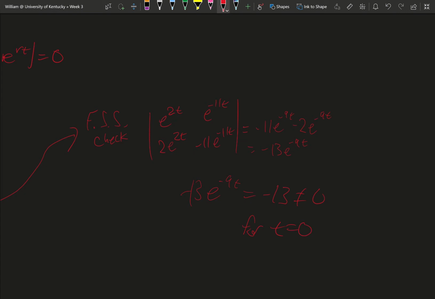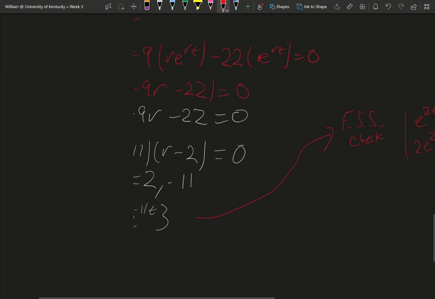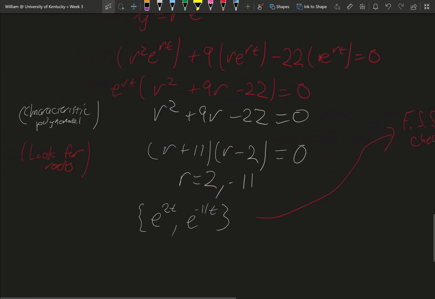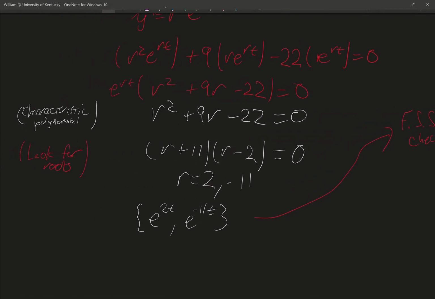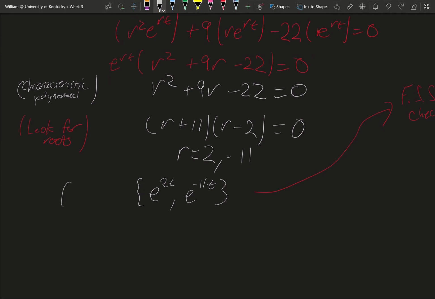So if we plug in t equals 0, we get a non-zero thing. So it's a fundamental set of solutions. Because now it's a fundamental set of solutions, we now know that our general solution is going to be C1 e to the 2t plus C2 e to the negative 11t. And this is our general solution.